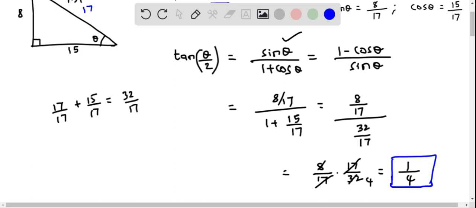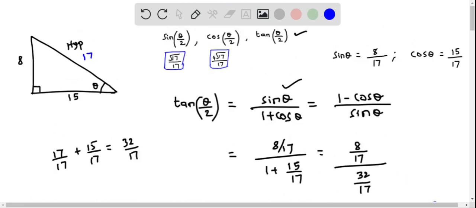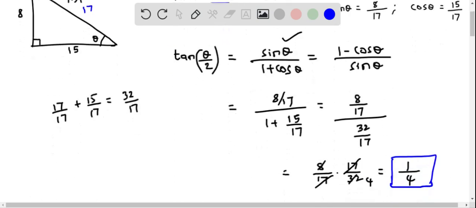So we found the values of sin theta by 2, cos theta by 2, and tan theta by 2 using half angle formulas.